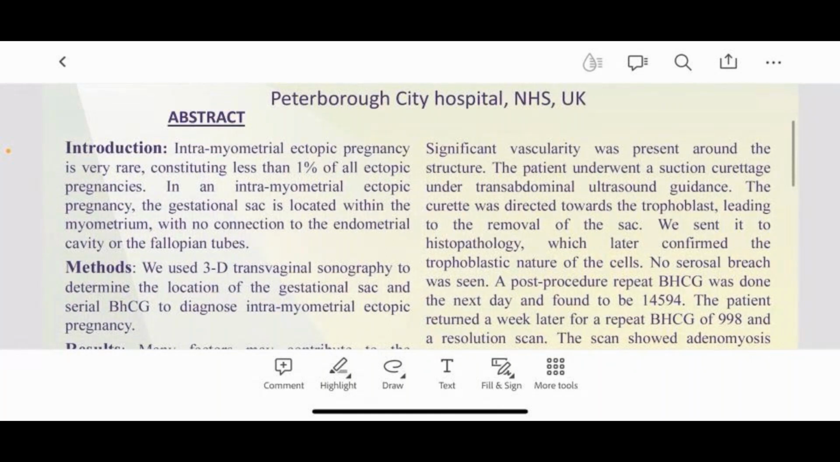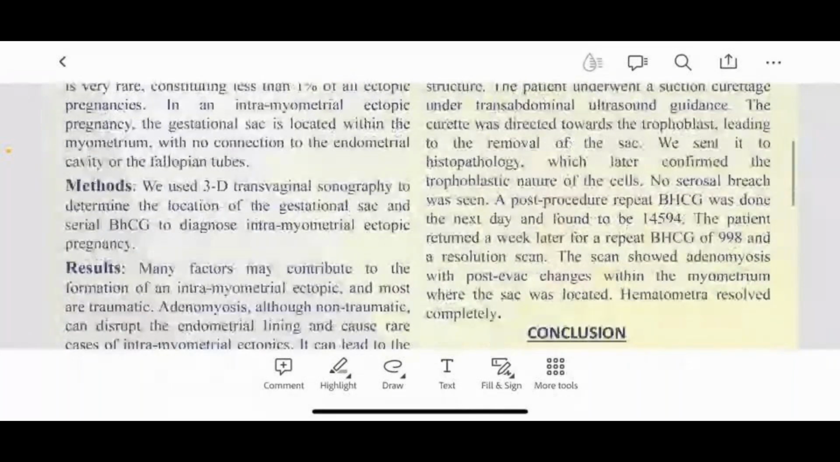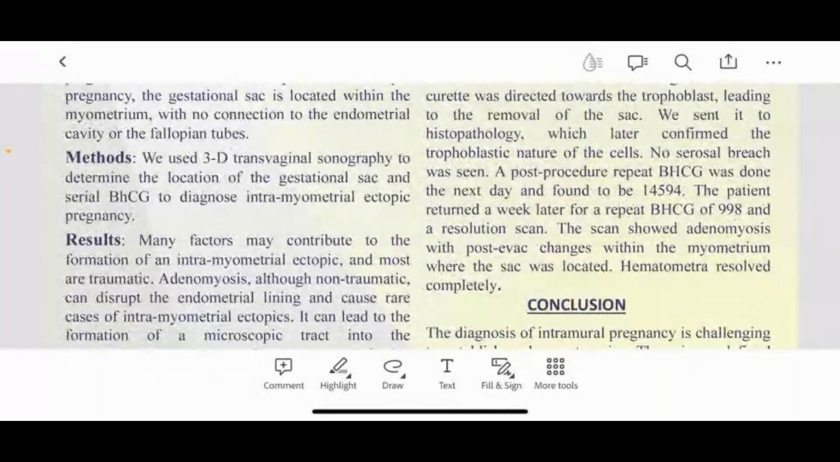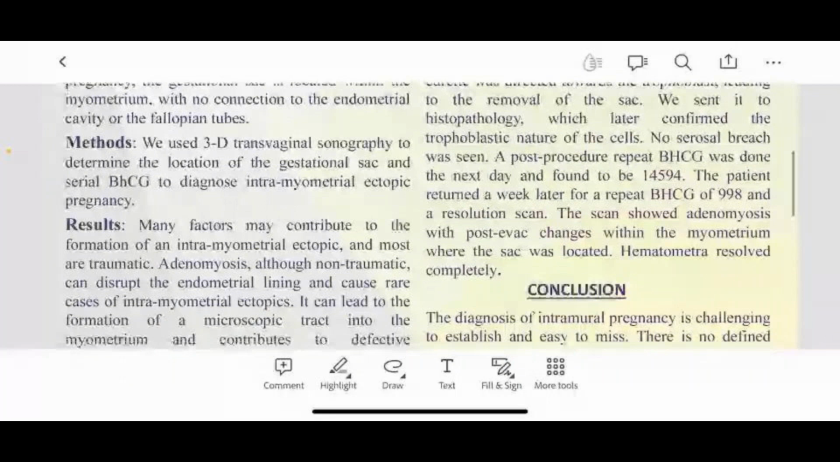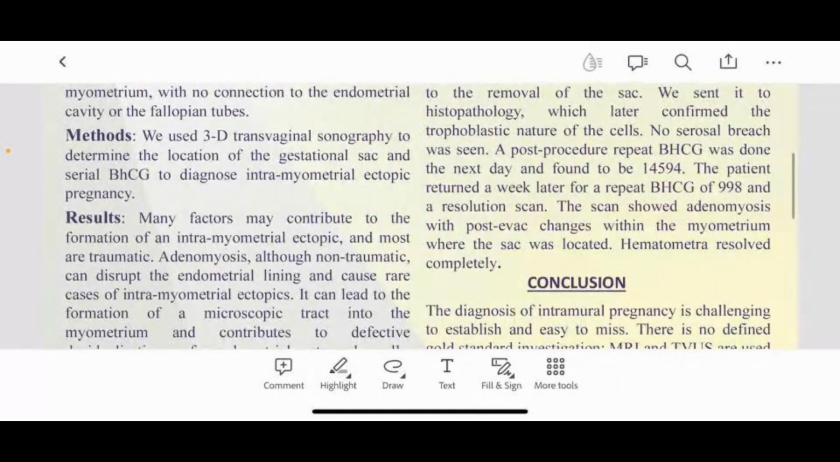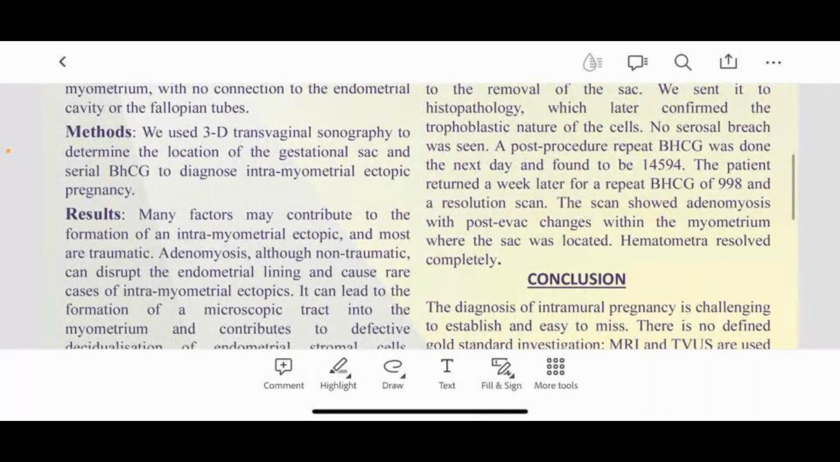diagnose it. If we talk about our results, we would like to tell about the contributing factors. Ideally, most are traumatic causes that can lead to this kind of pregnancy. Adenomyosis, although it is non-traumatic, can disrupt the endometrial lining and can still cause this kind of pregnancy.